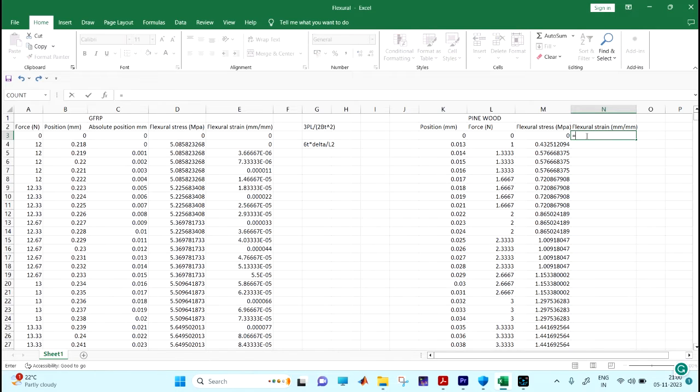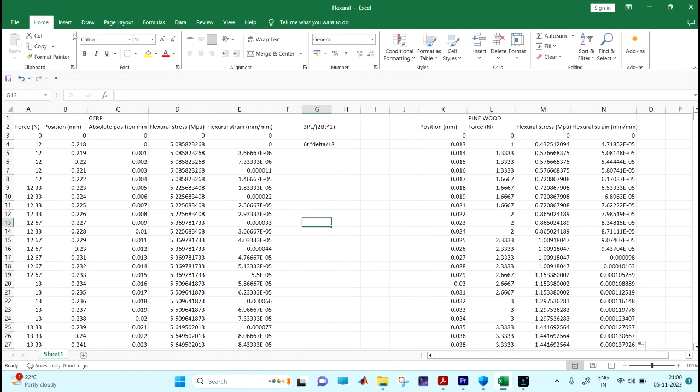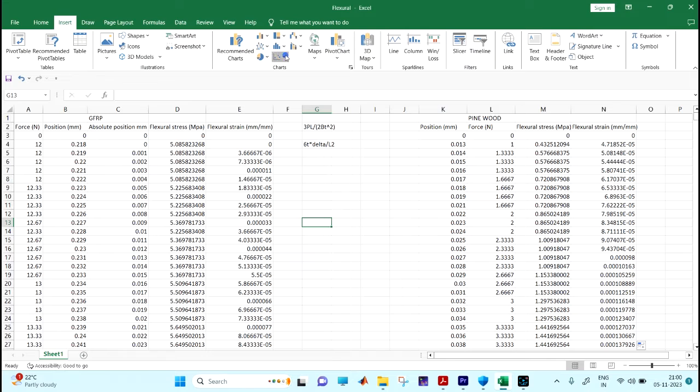The flexural strain is equal to 6 times thickness, that is 4.9, into position, that is 0, divided by length square. The length square is 90 square. I can plot it for every position. Now I'm going to plot it. How? Insert graph. We got this graph.